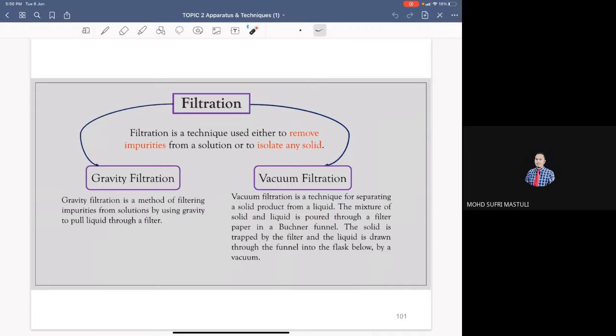The mixture of solid and liquid will be poured through the filter paper in a Buchner funnel. The solid is stripped by the filter paper and the liquid is drawn through the funnel into the flask by using a vacuum pump.